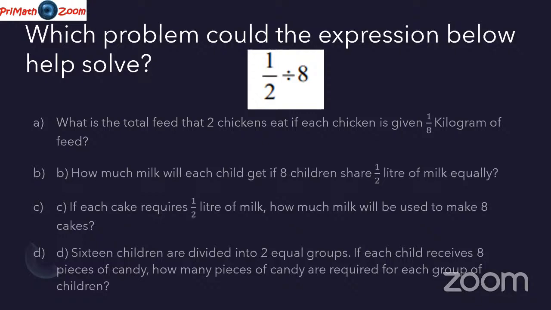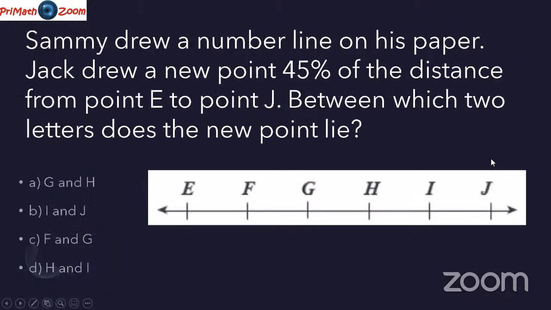Very good. All right. And so we know that will not match the expression that we have, but instead B matches it, which says how much milk will each child get if 8 children share half a liter of milk equally. Very good. I'm enjoying our discourse so far. Let's move on to the next question.